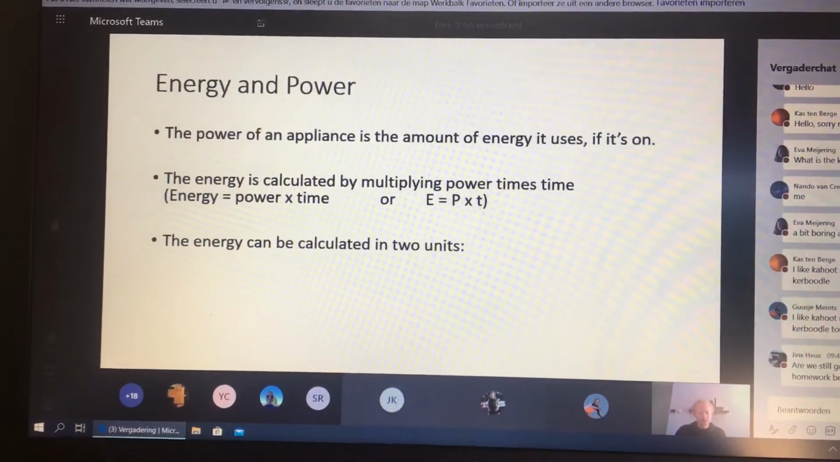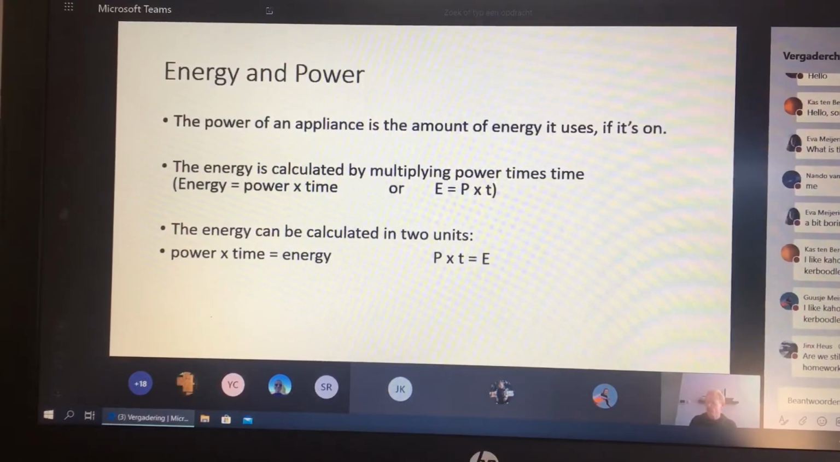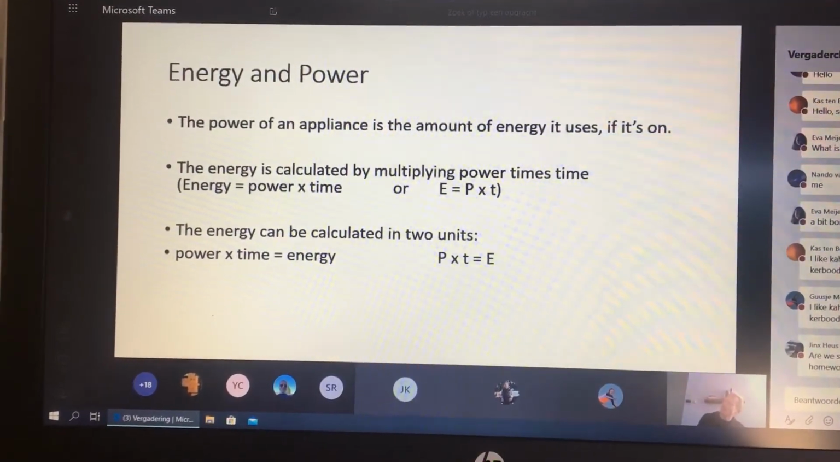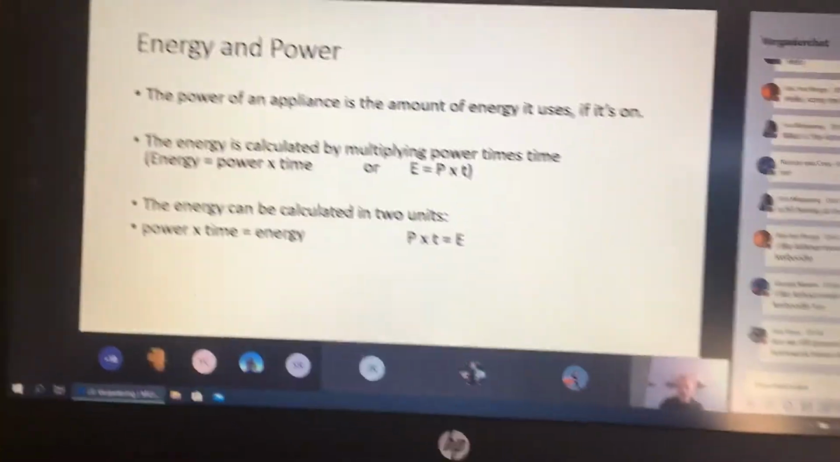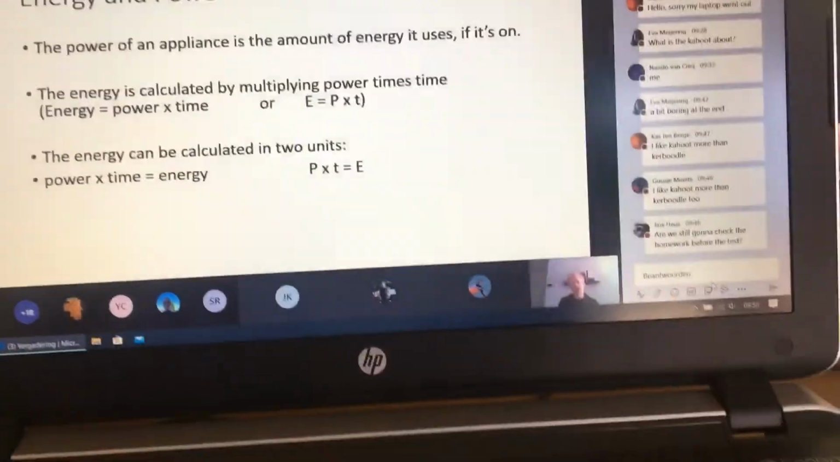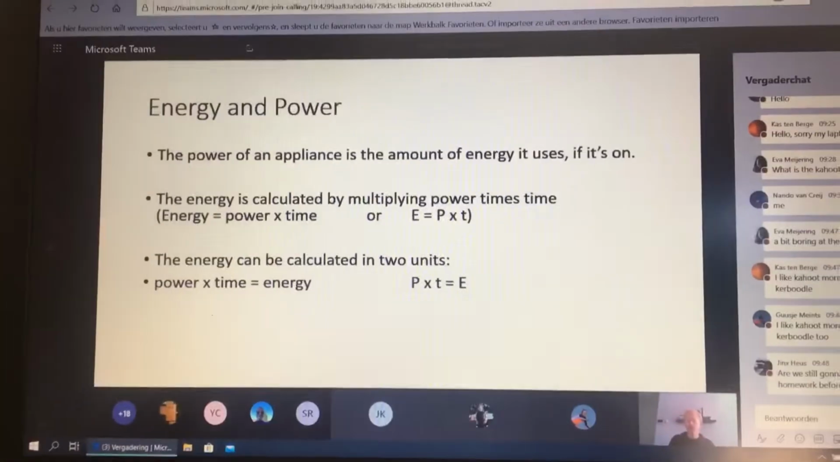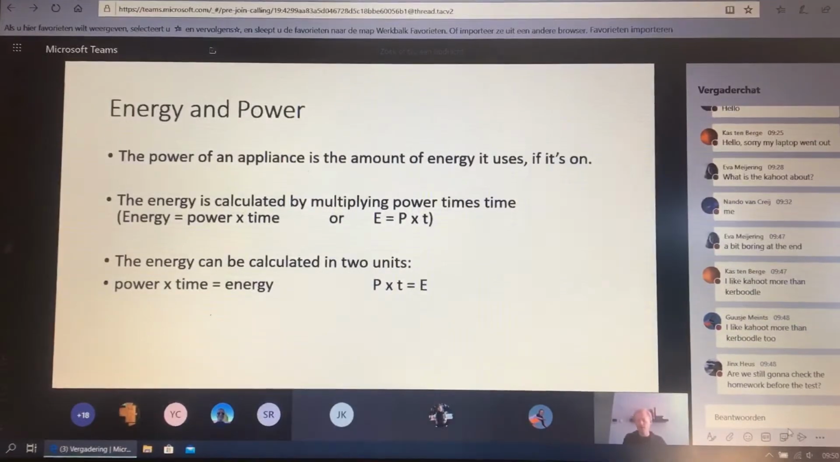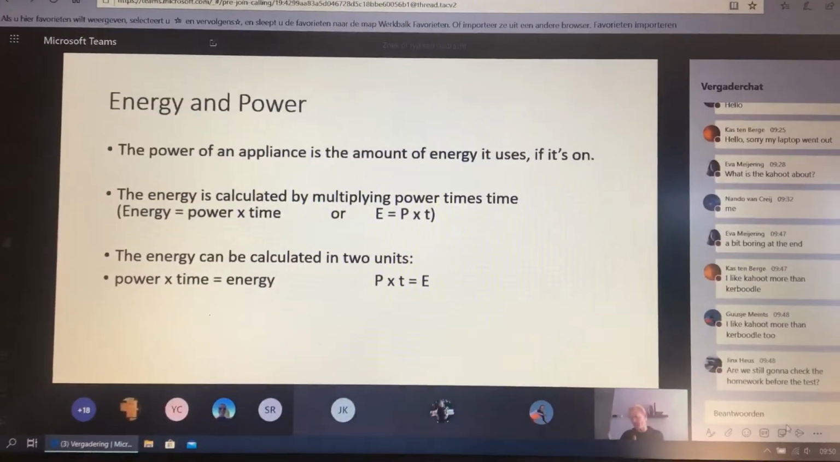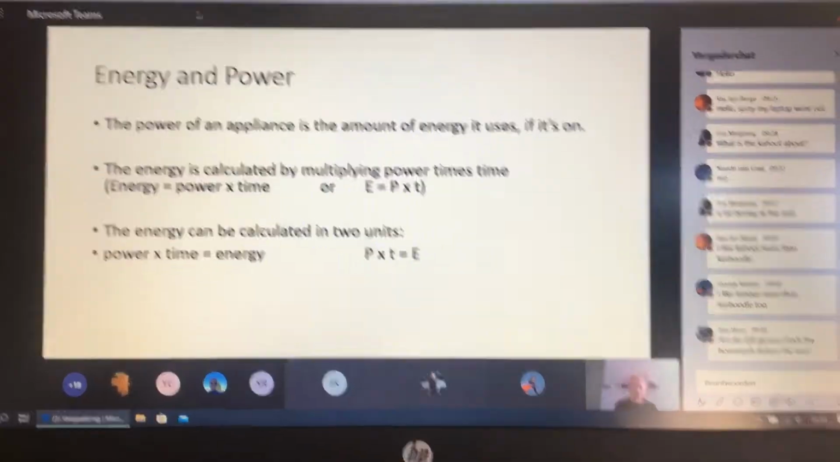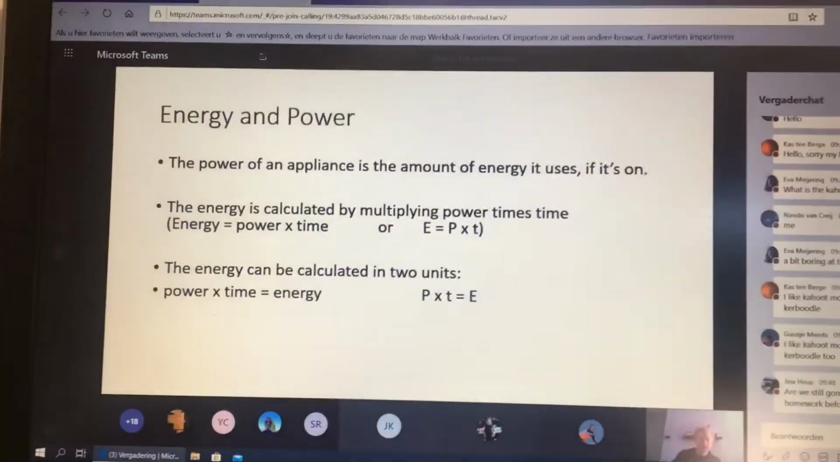Energy can be calculated in 2 units. Now, usually things are calculated in 1 official unit in science. Energy is different because you have the scientific unit, and you have the units energy companies use, so you actually have to learn both.